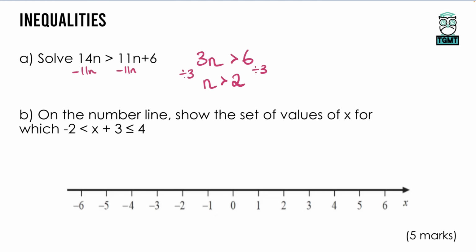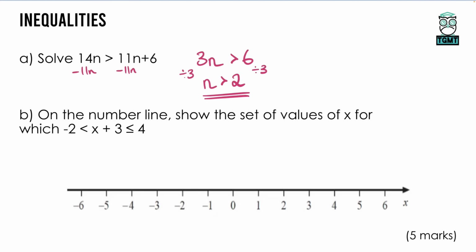Not forgetting, when you do that division, if it doesn't divide perfectly, for example, if it was a 7 on the right, and it was 7 dividing by 3 that we had to do, we'd just leave it as a fraction, 7 over 3. But this one did divide, we get a nice whole number, so n is greater than 2.